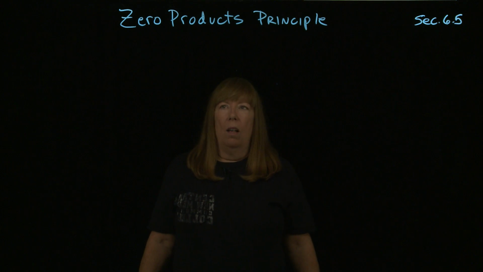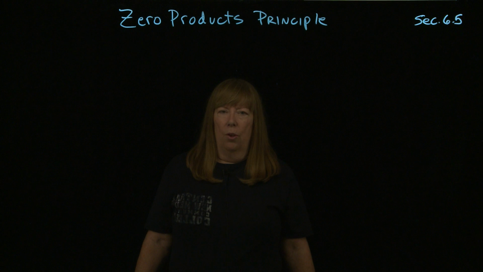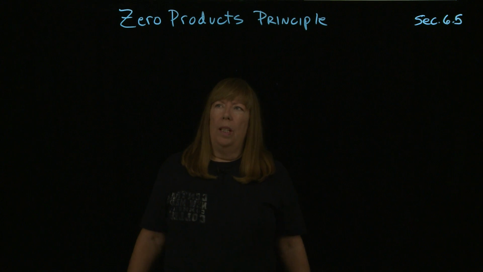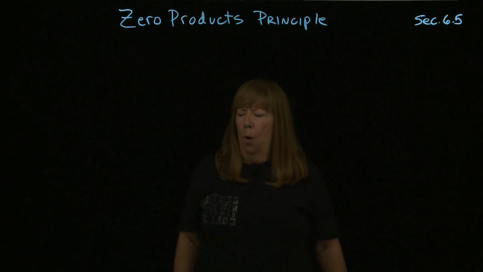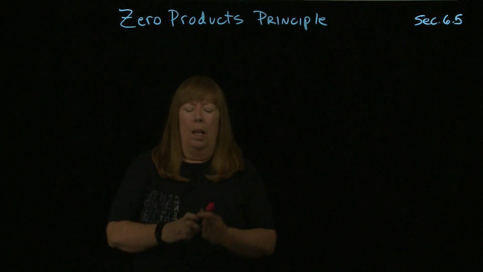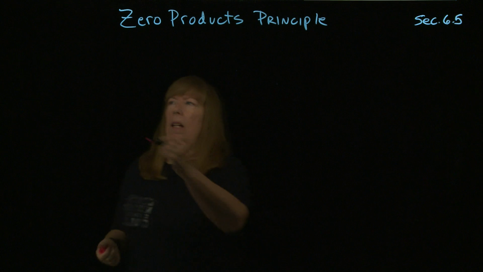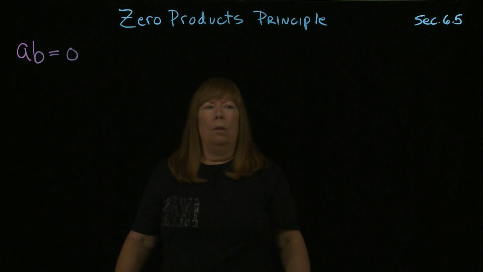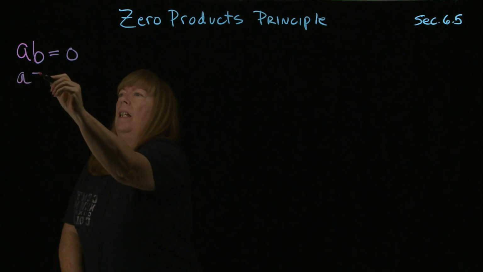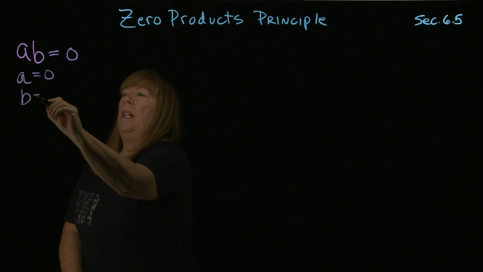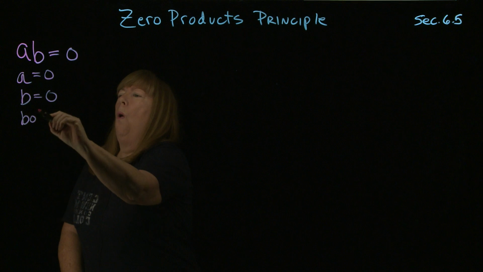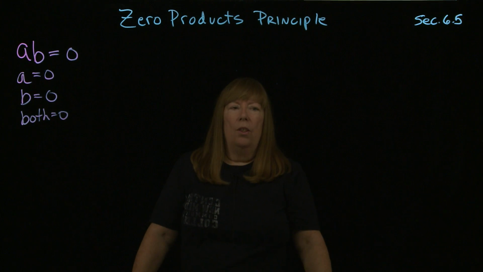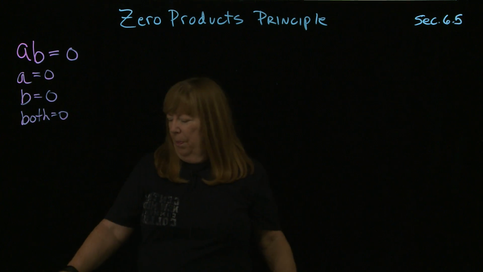This week we're working on solving quadratic equations using factoring. And before we start, we need to talk about something called the zero products principle. The zero products principle says if A times B equals 0, then either A equals 0 or B equals 0 or both equal 0. And we can use this to solve quadratic equations.